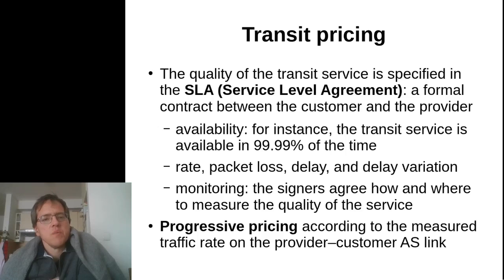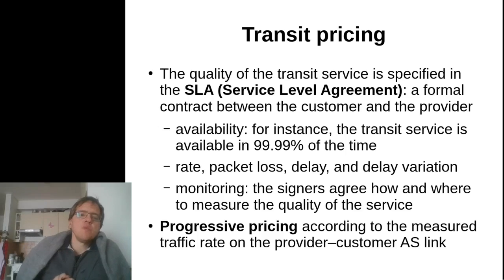Other important quality of service parameters are the rate or the bandwidth, packet loss, delay variation, etc. These are all important aspects that might be fixed in the service level agreement. And there is one other important aspect that is also usually fixed in the service level agreement, and this is the way the actors, the customer and the provider, monitor the fulfillment of the service quality parameters that are fixed in the service level agreement. So the signers agree how and where they measure the quality of the service. Sometimes they can even call for third parties, enterprises which provide monitoring services, and whenever there is a dispute, the third party can decide whose assumption about the dispute is correct.